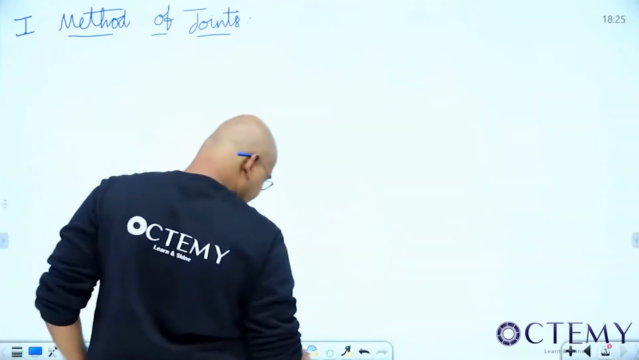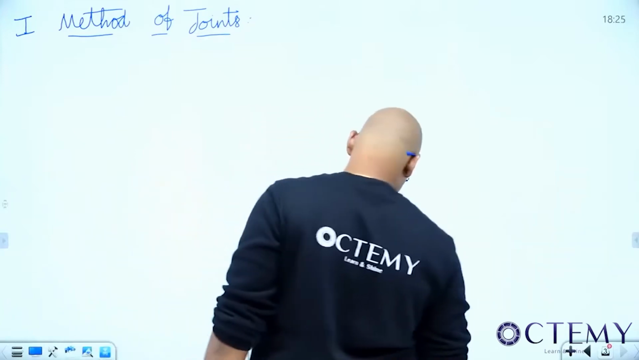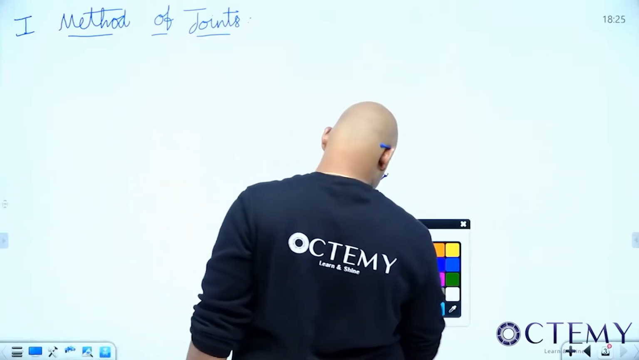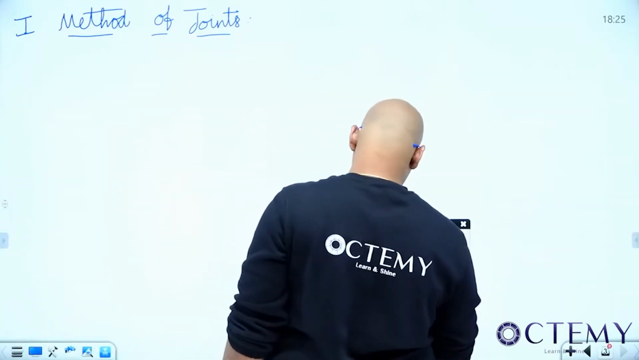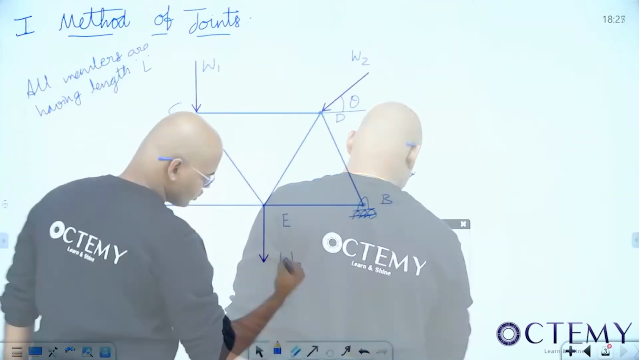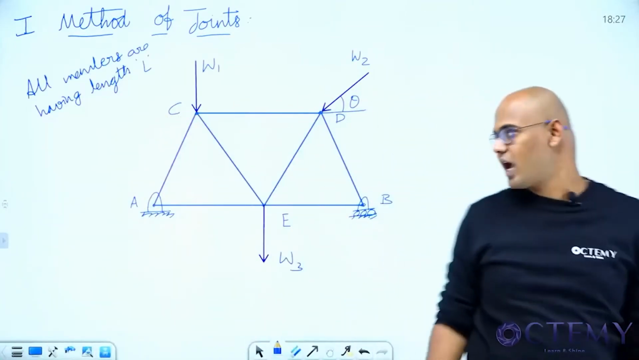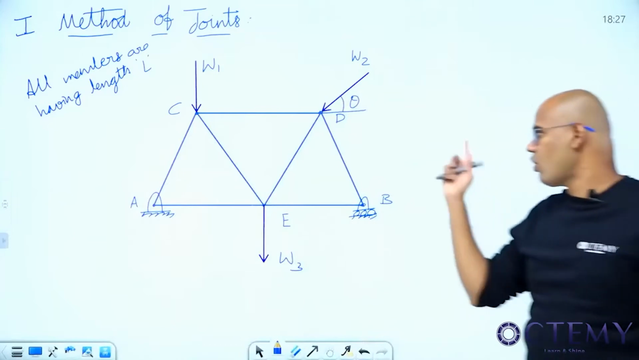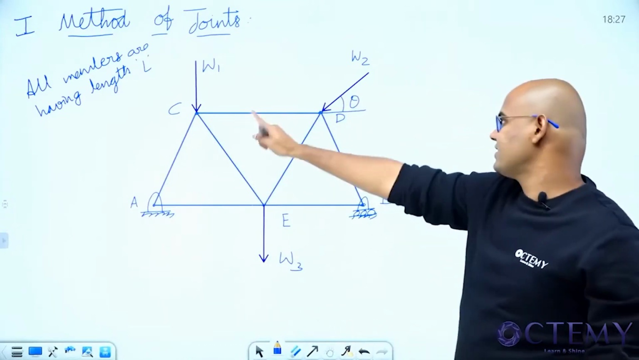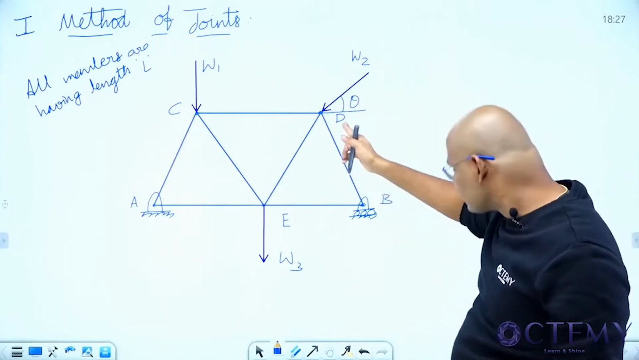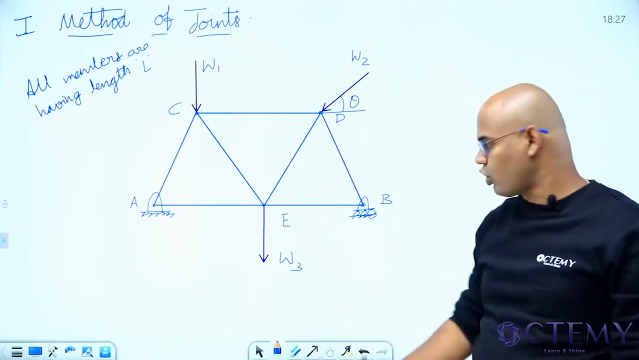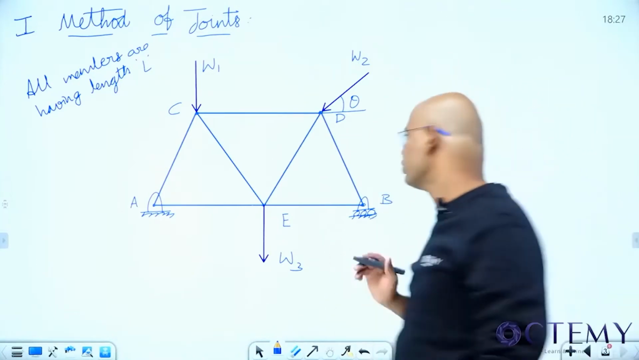Let us say I have been given a truss like this. So this is the problem given to me. I have a truss A, B, C, D, E. All members have length L. At C I have a load W1. At D I have a load W2 making an angle theta with the horizontal. At E I have a load W3.